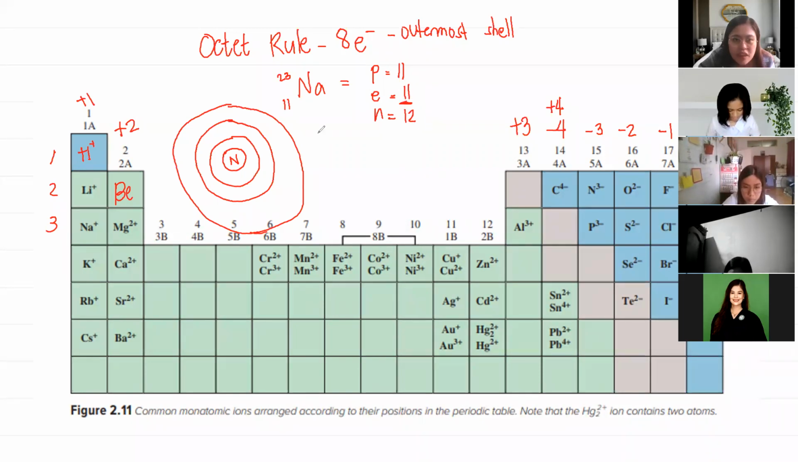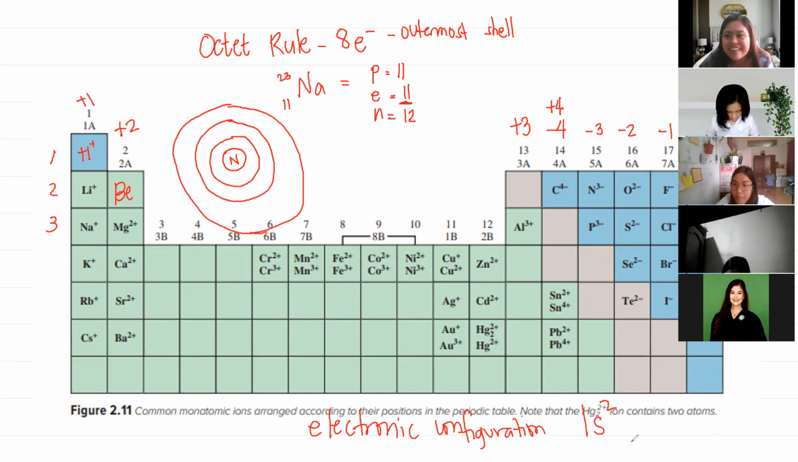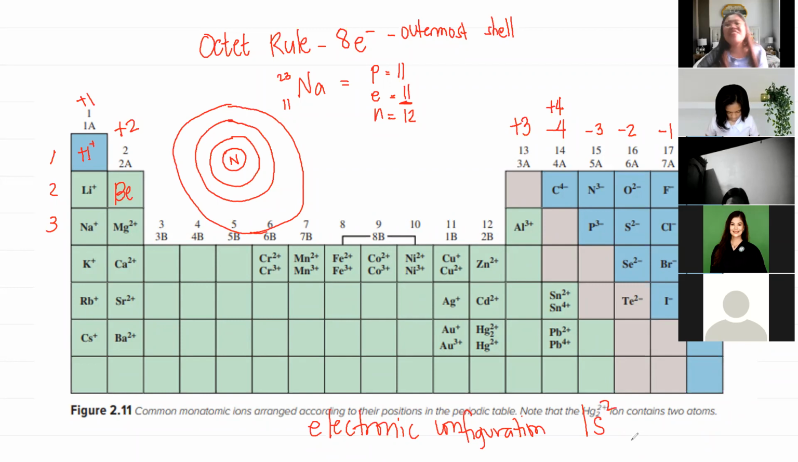When we distribute them in its energy shells, this is where your high school lesson on electronic configuration comes in. Electronic configuration starts with 1s2, right? Can you still remember this? In high school you had this lesson on electronic configuration: 1s2, 2s2, 2p6.